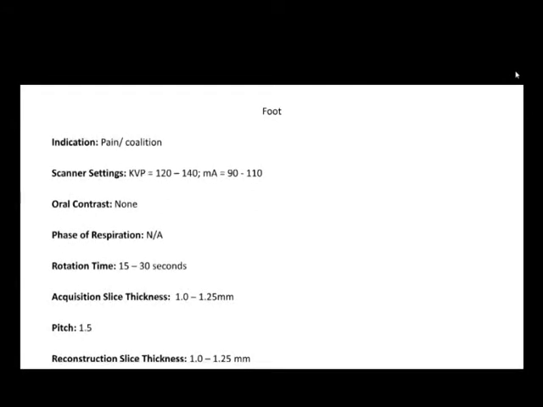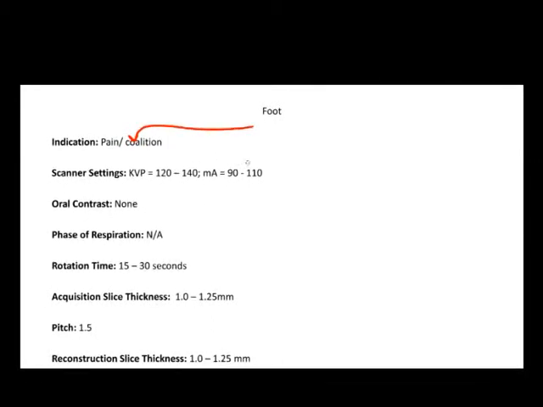This brings us to the foot. The foot is another one of those instances where you possibly might not see a lot of these for the fact that MRI does a better job of demonstrating the ligaments and even bony anatomy in this sense. However, if CT is going to be utilized, it's going to be usually for pain or coalition, anything like this that could cause abnormalities of the foot.